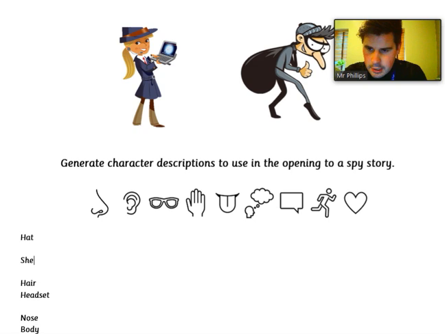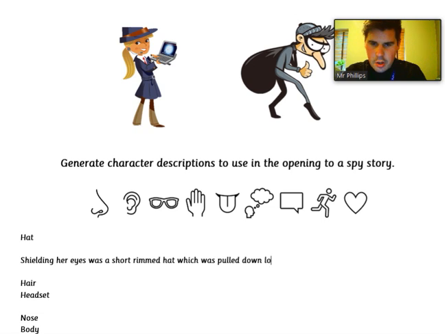So shielding, it's I before E, except after C. Shielding her eyes was a short-rimmed hat, which was pulled down low over her face. Lovely. I'm going to hyphenate short-rimmed there, because it's not a short hat and a rimmed hat, it's a short-rimmed hat. So that's one description, so it needs to be hyphenated. So, the first thing I did there is I tried to start off in an interesting way.